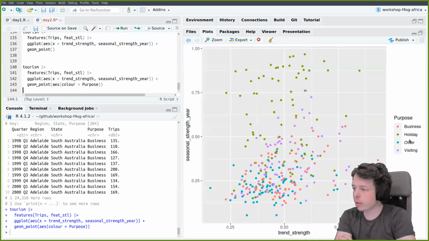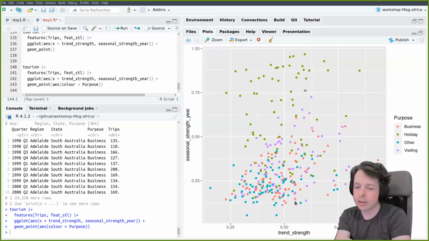Purpose is in red, green for holiday, blue for some other reason, and purple for visiting friends and relatives. And interestingly, you can see some separation in these time series. At the top, they're all green. And that's because people travel for holidays more seasonally when the weather's good. But when they come for business, they tend to come any time of year, whenever they're needed. So the business travel isn't as seasonal as the holiday travel.